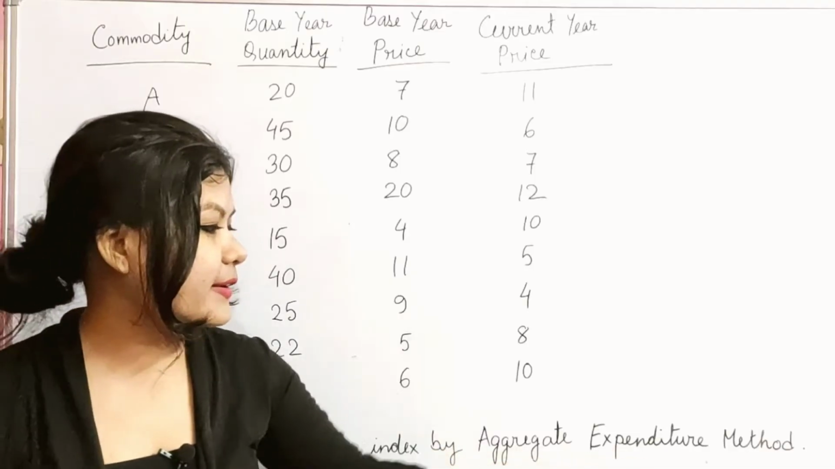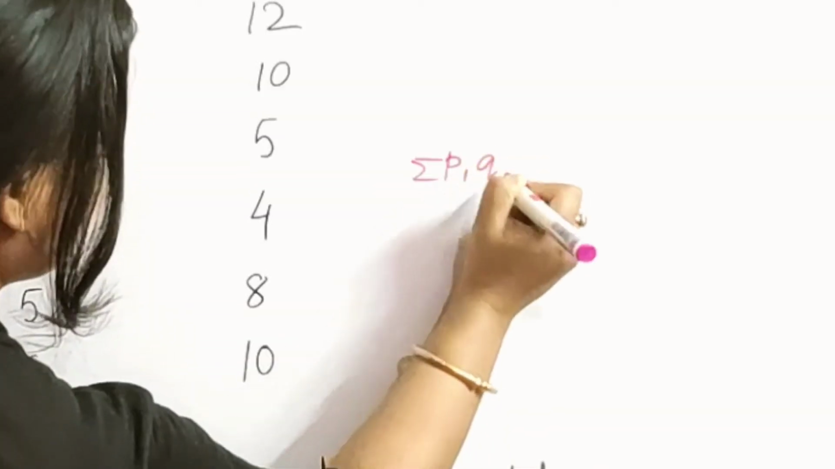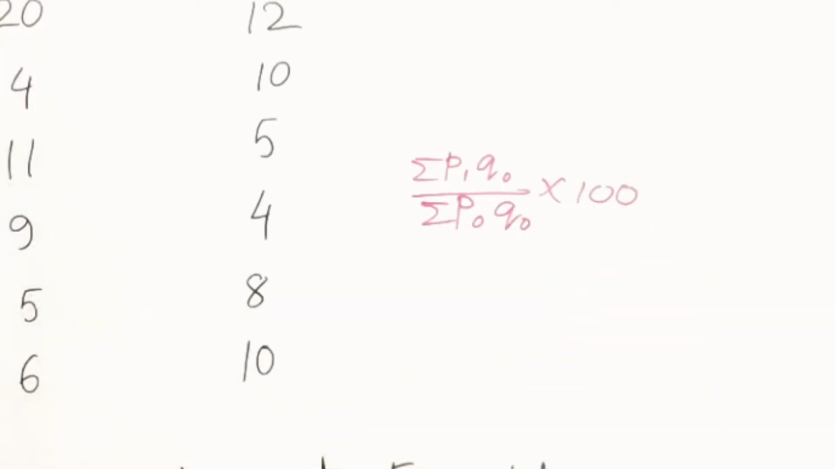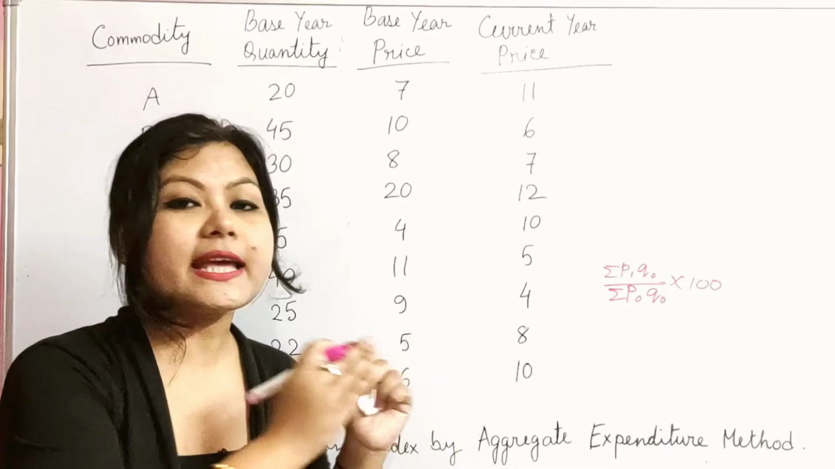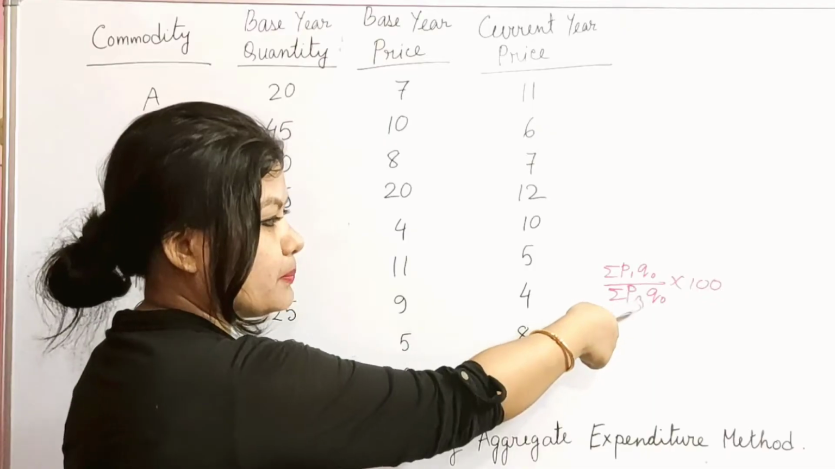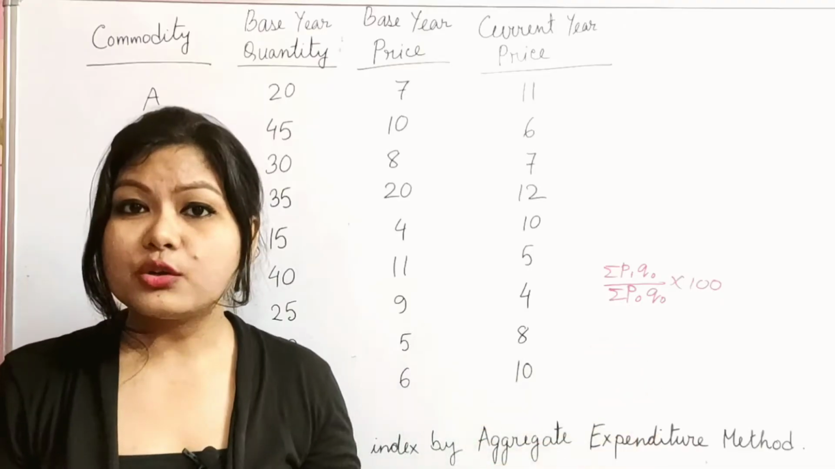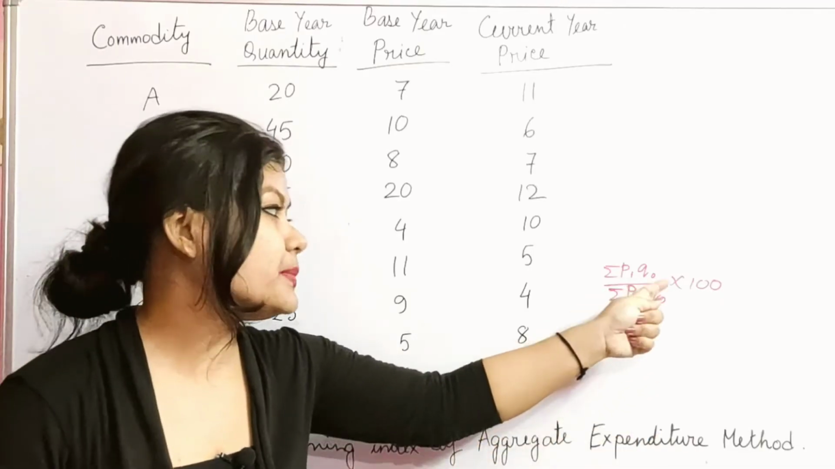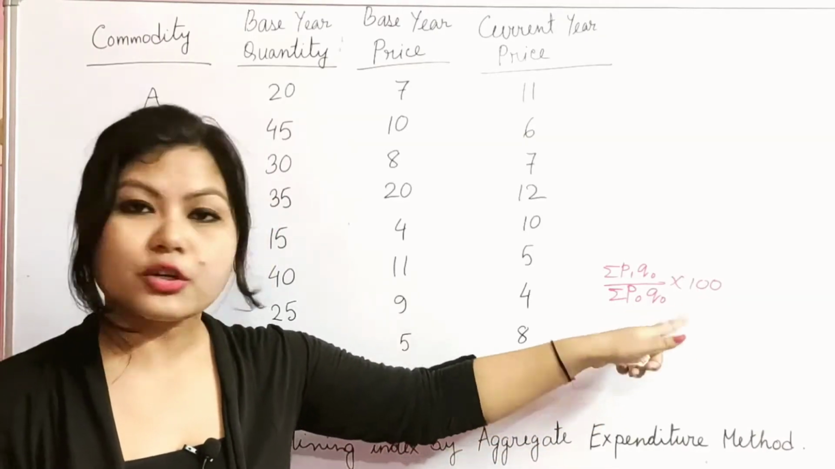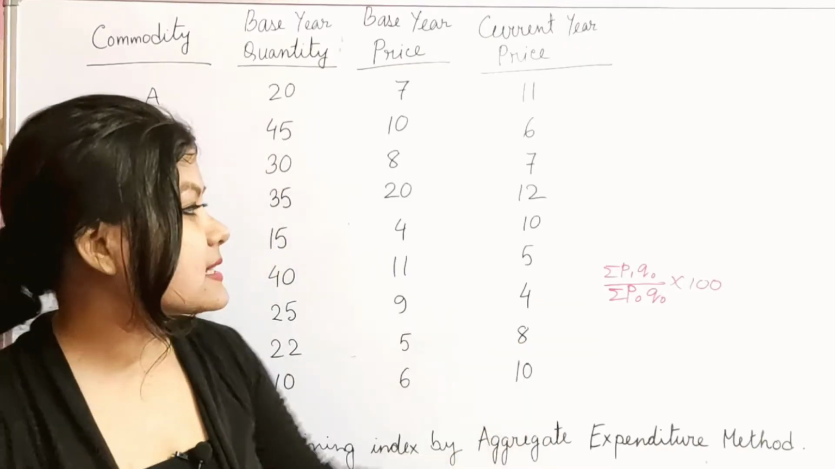Now the formula for the aggregate expenditure method is summation of P1 Q naught divided by summation of P naught Q naught, into 100. Here we need the values of P1, P naught and Q naught. Summation of P1 Q naught means first we find the product value of P1 Q naught, then find the sum. Similarly for P naught Q naught, first find the product values, and then find the summation value.